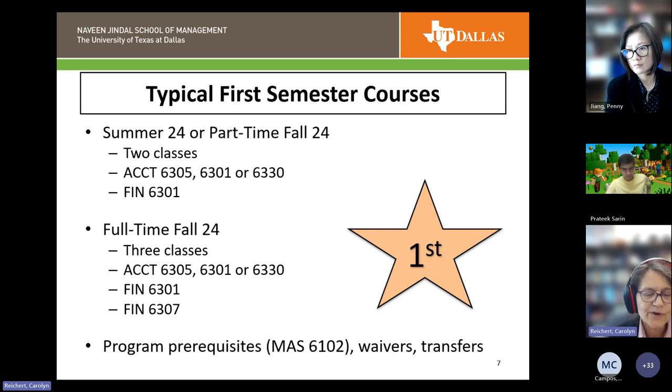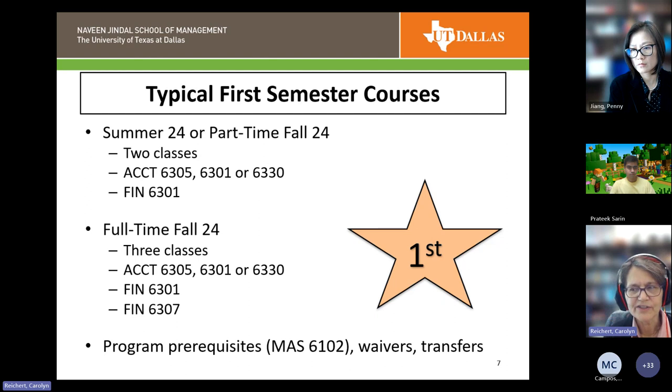One is accounting 6305, which is accounting for managers. It is a combination of financial and managerial accounting. For people who are coming from a non-accounting background, you've never done accounting ever, that's usually a nice choice because it gives you some of the financial accounting and some of the managerial accounting. And you get exposed to both of those sides. The accounting 6301 is introduction to financial accounting. So if you wanted to just focus on one part of accounting, we use financial accounting a bit more in finance than managerial. That's a reasonable choice.